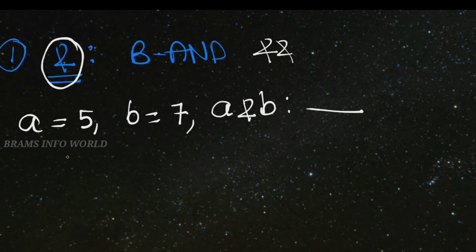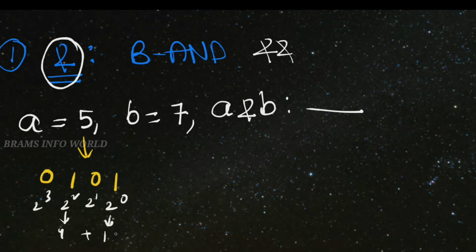Bit level operation means the number 5 must be converted into bit level. We can take 2 power 2, that means 4, plus 1. So 2 power 2 and 2 power 0 are set, and the remaining two are zeros. That is 2 power 0, 2 power 1, 2 square, 2 cube. This value is 4 and this value is 1. 4 plus 1 is 5. So this is the value.